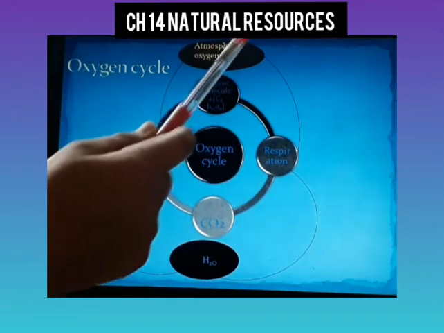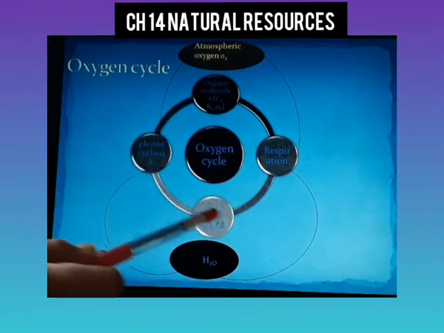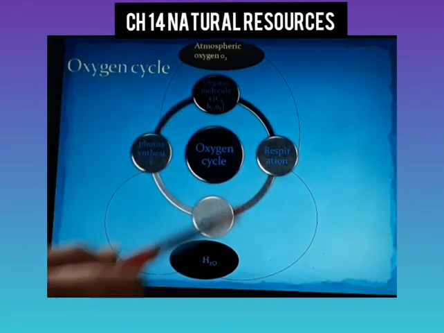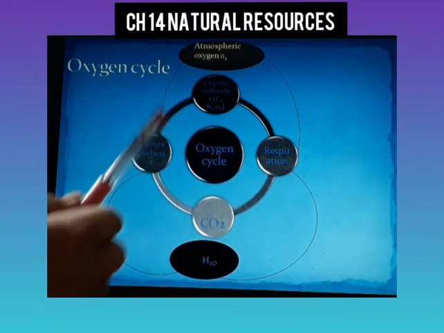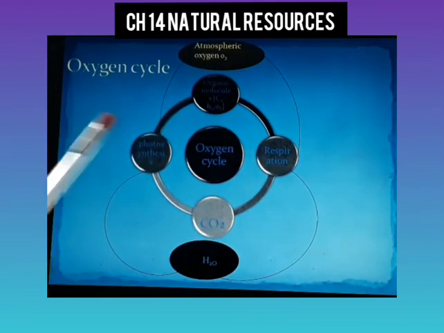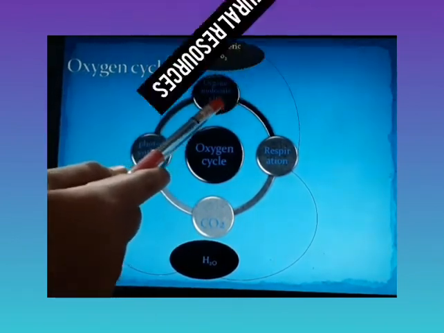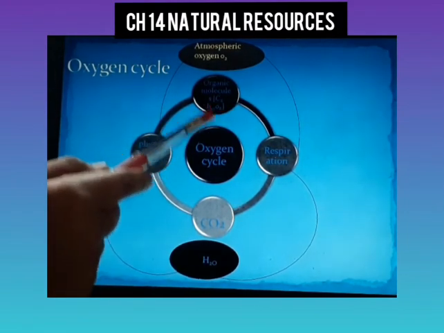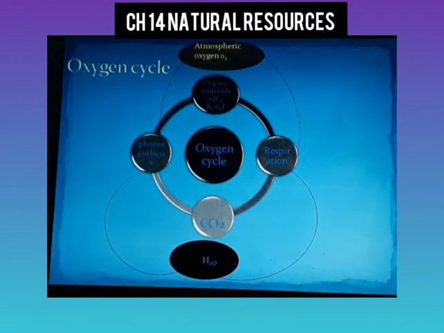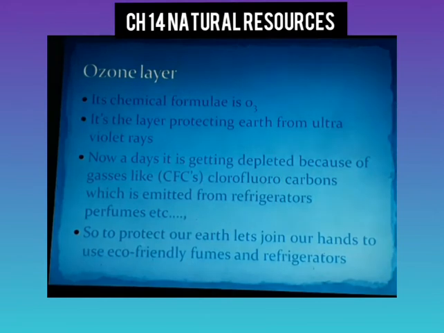This is the atmospheric oxygen, O2. Due to respiration and photosynthesis, these become carbon dioxide and water. These produce carbon dioxide and water, and photosynthesis and respiration also require oxygen molecules such as C6H12O6, where O6 is oxygen. Next, going on to the ozone layer, its chemical formula is O3. So you can say that there are 3 atoms of oxygen to form ozone.